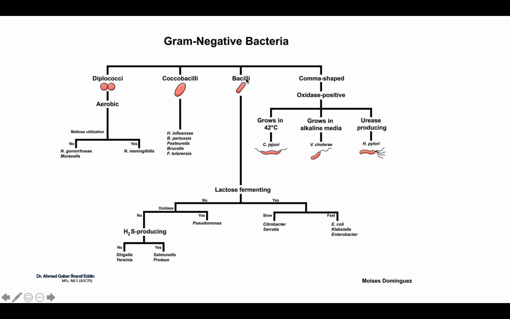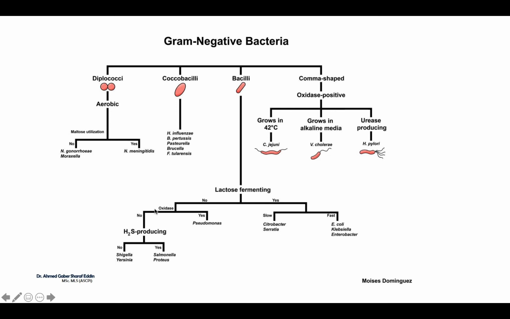We are left only with bacilli. So with bacilli, the first thing that you do, remember, is MacConkey agar or something similar, or for example the triple sugar iron that I told you about. So the first sugar that we look at is lactose. Does it ferment lactose? Yes. So you either have a fast lactose fermenter, which would be E. coli, Klebsiella, Enterobacter. Citrobacter and Serratia are slow fermenters.